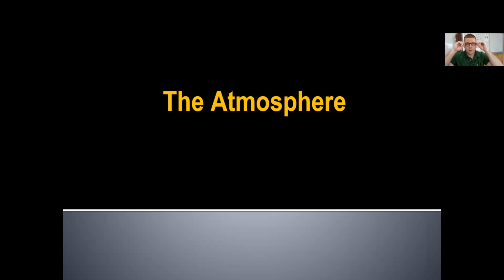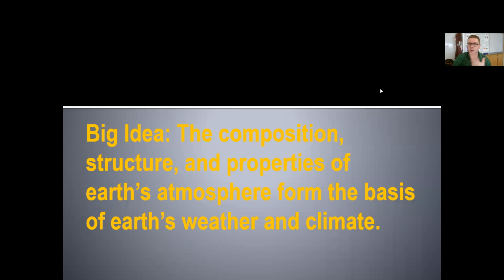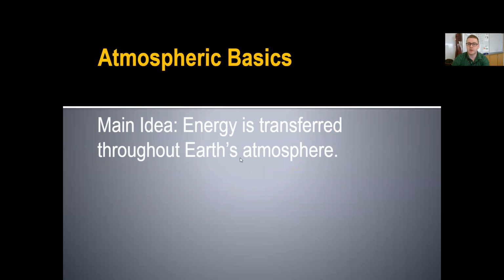In this video, we're going to focus on just atmosphere basics, what makes it up, and then talk a little bit about the different layers of the atmosphere and some components of those different layers to pay attention to. So firstly, what's the big idea of this section? We're looking at the composition, structure, and the properties of Earth's atmosphere that form the basis of our weather and our climate of our biosphere. So energy is transferred throughout the Earth's atmosphere. That's the main idea of our basic understanding of this section.